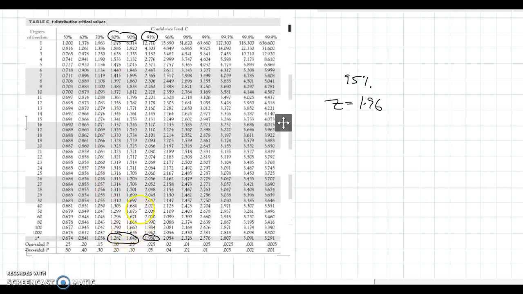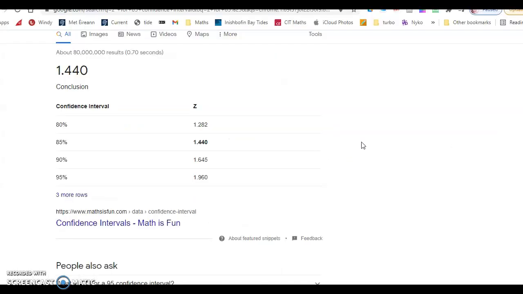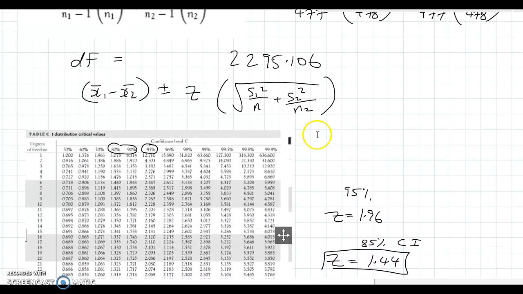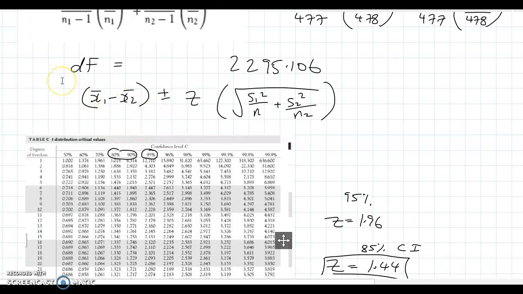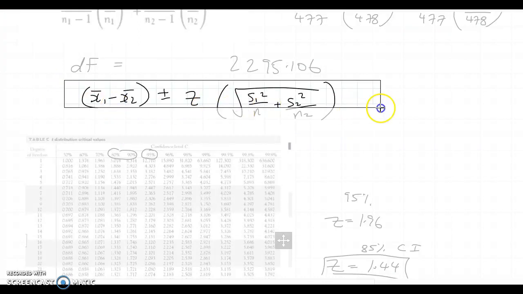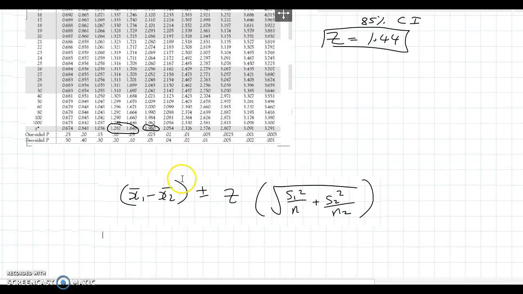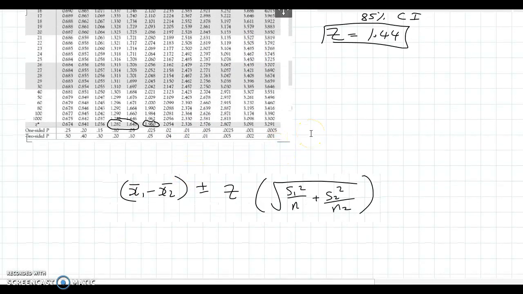Okay, so maybe we're looking at the wrong page. So I googled it up there. I looked up the Z score for an 85% confidence interval, and I'll show you what I got there. There it is. I got Z equals 1.44. So that's the Z we're going to use. Right, so back to this, we're going to use this formula here. I'm going to copy that down. There it is, and we're going to start putting in the values.